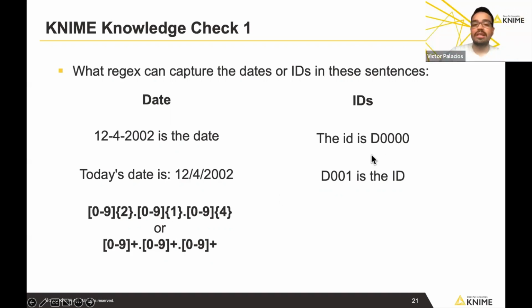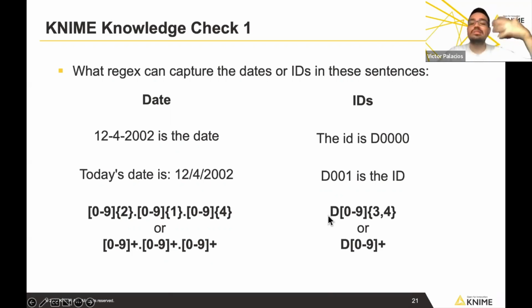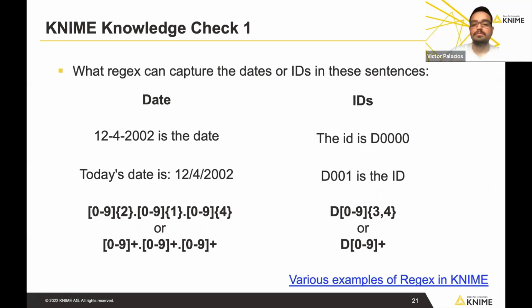For the IDs on the right-hand side, I can say, let's just say a literal D that I'm looking for, not any alphabet letter, but the D letter. And then some number. And this can be some number with a 3 or 4 sequence. Or I can do something more open and I can say D and then some sequence. So either of these will capture what I'm looking for with respect to these 2 sentences. And I'll always have to be careful of false positives and false negatives when using regex.